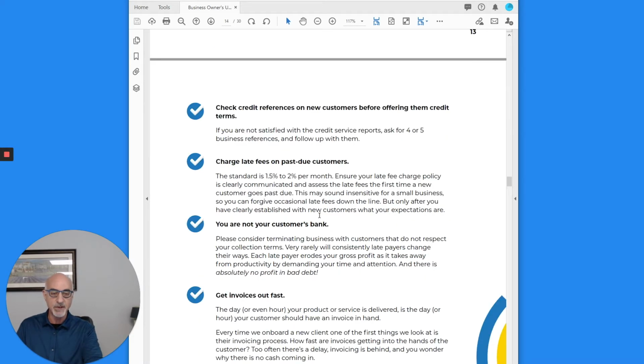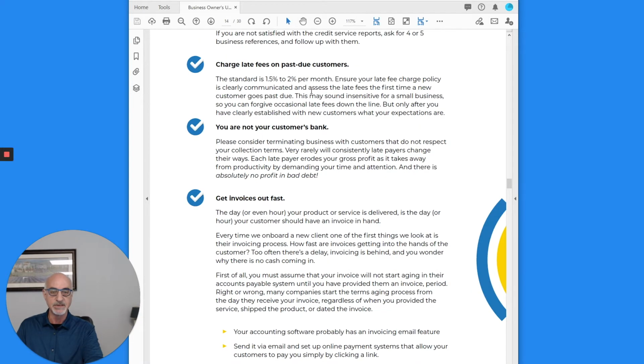And next one is a hard one for a lot of small businesses. Don't be afraid to charge a late fee. If your customers go past due your payment terms, you can always credit that late fee back to them. But that's your first chance. The first time they go past due, that's your chance to show them that you're serious about getting paid according to your terms.